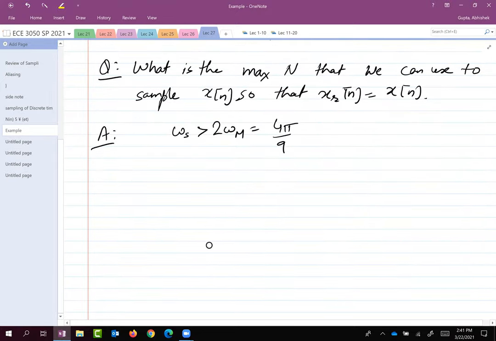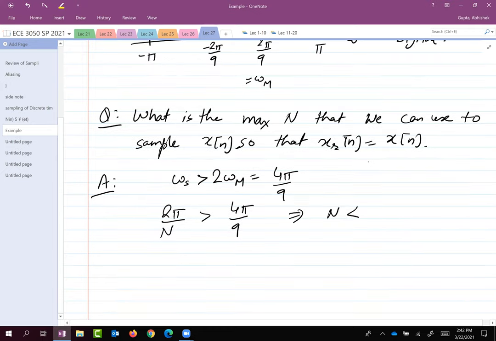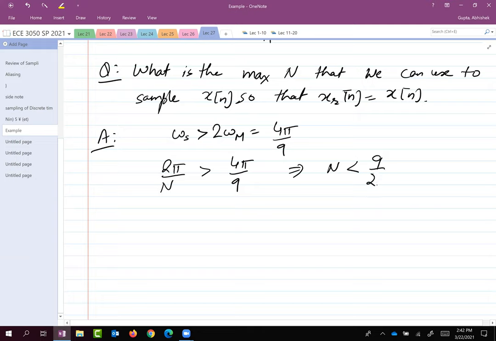Okay, so 2π/n should be greater than 4π/9, which means n must be less than, what would that be, 9/2? So the maximum value of n I can use is 4. So I can sample every fourth sample and I can reconstruct the original signal back without any problem.